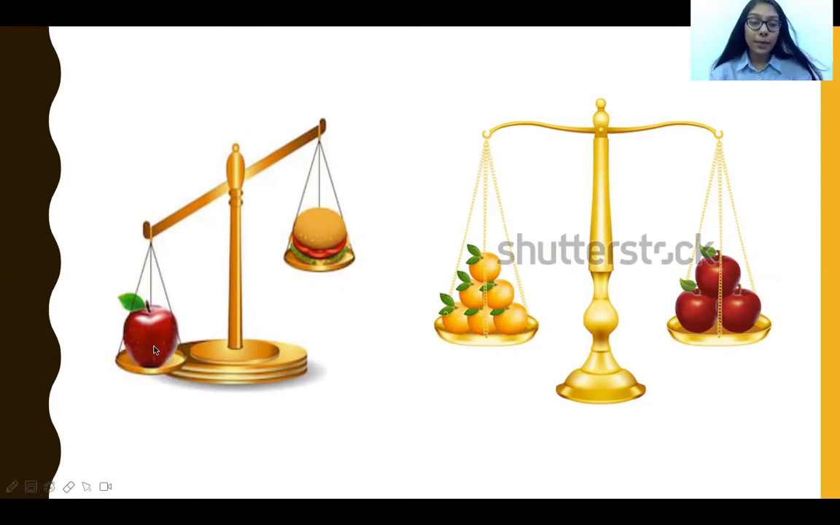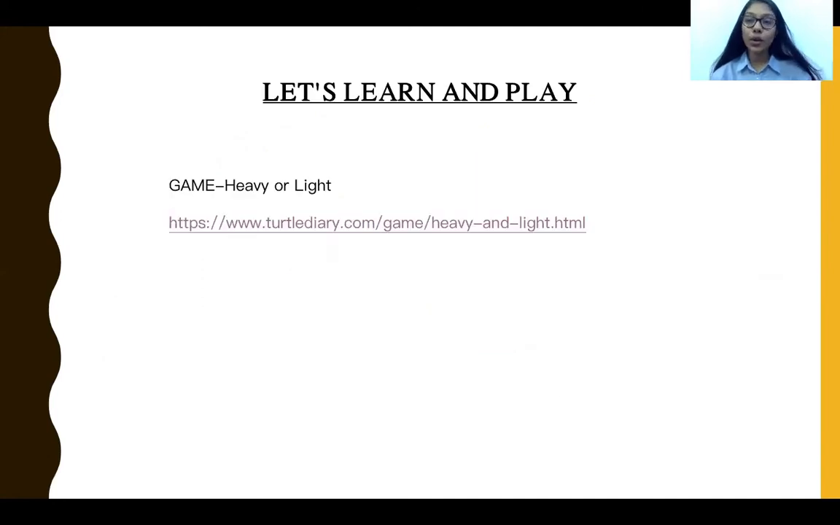Now the apple is heavier and the burger is light. That's why it's also advisable to choose an apple over a burger. Now look at the picture on the right. These oranges weigh equal to the apples. Now I hope you understood this concept. So how about we play a game again to apply this knowledge?